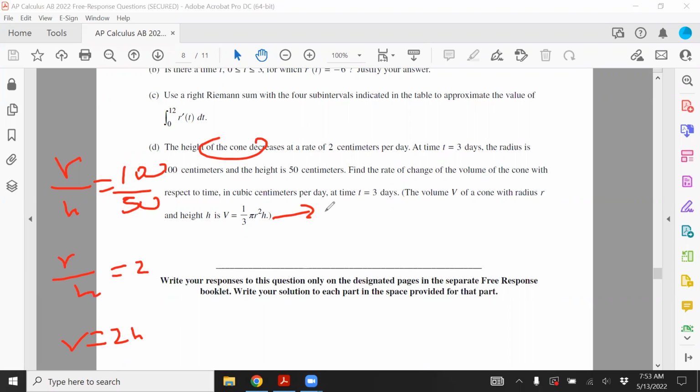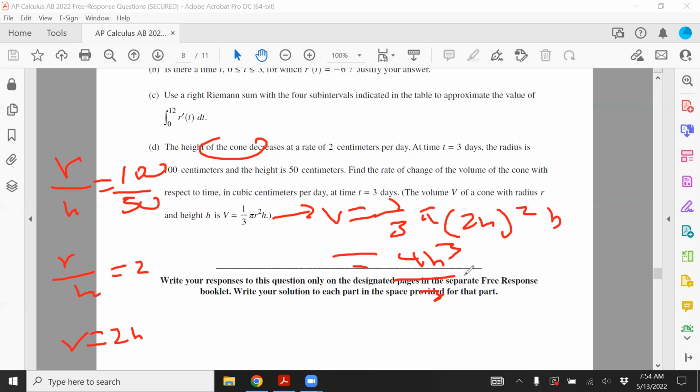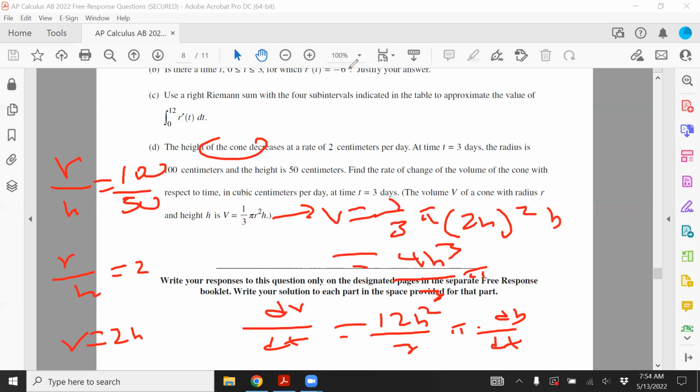So I'll rewrite the formula. V equals 1/3 pi R squared H. Oh, don't forget about the pi. So V equals 1/3 pi times 2H squared times H. So we have 4H cubed over 3 pi. Awesome. And then what you want to do is take the derivative with respect to time. So dV over dt equals 12H squared over 3 pi times dH over dt. That reduces to 4.